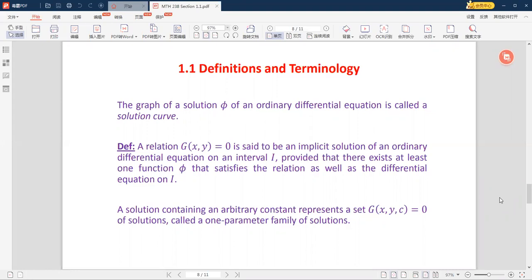So a relation g of x, y equal to 0. You can see this relation. Okay, it doesn't have to be a function. It's just the equation with both x and y. We suppose x is the independent variable and y is the dependent variable. Ideally we want to write y as a function of x explicitly. For example, y equal to 2x plus 3. That's an explicit function. Or y equal to x squared plus 1. Those are explicit functions. But in this relation g of x, y in general, x and y are mixed together, and y is not expressed explicitly as a function of x. So this is a general equation with x and y.